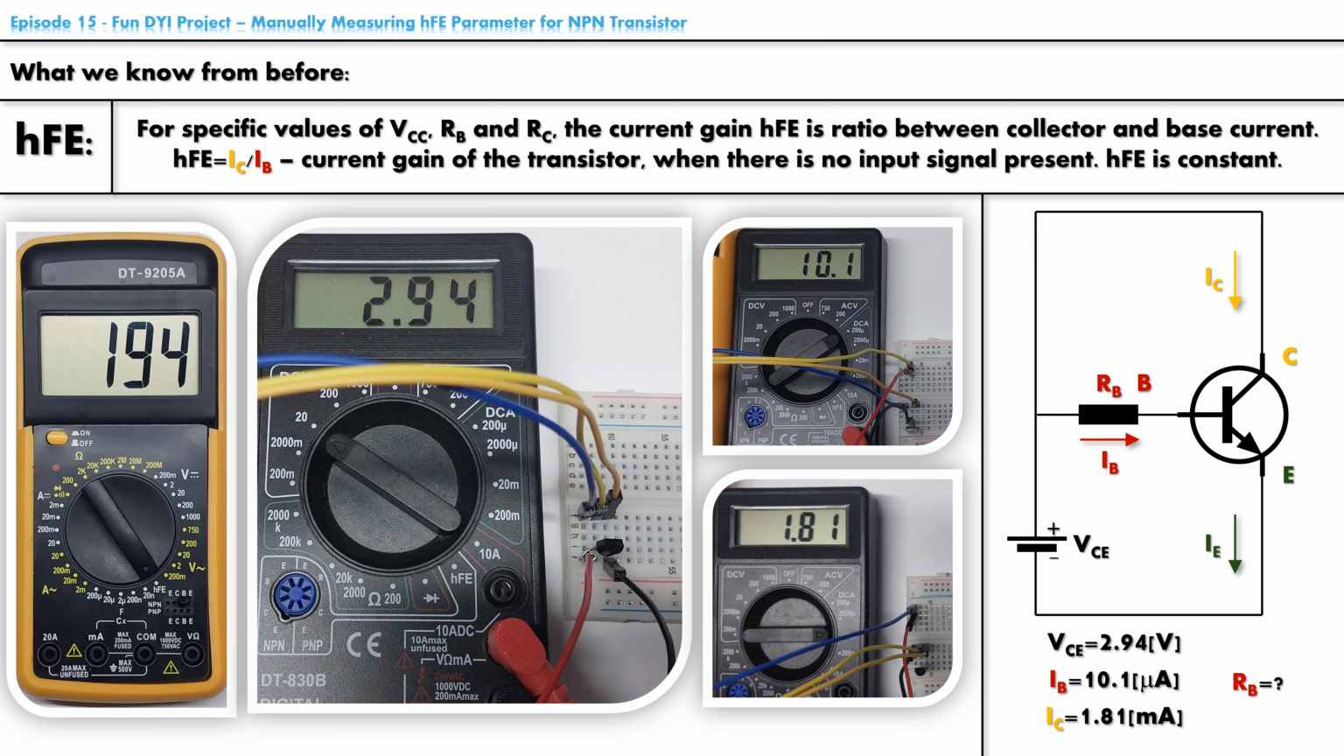We also have measured that collector-emitter voltage is 2.94 volts, base current is 10.1 microamperes, and collector current is 1.81 milliamperes. So, our task is to select an appropriate voltage source and biasing resistor RB, recreate this circuit on the breadboard, and measure base and collector current, so that we could calculate the hFE parameter from these measurements.